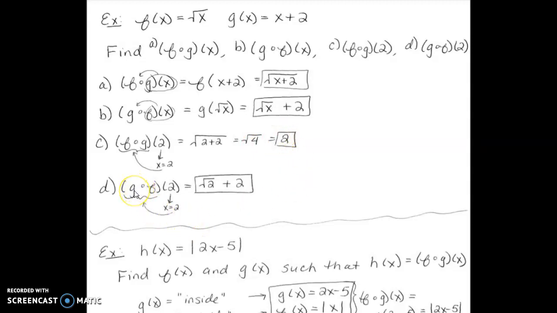The other one, the other direction, g composed with f of 2. So again, this means x equals 2. We're plugging into the g composed with f function. G composed with f of x was this result. So in this function right here, we're going to let x equal 2. So the square root of 2, and then behind it is a plus 2. We can't combine these because one's a radical and one's not, so that's just our answer.